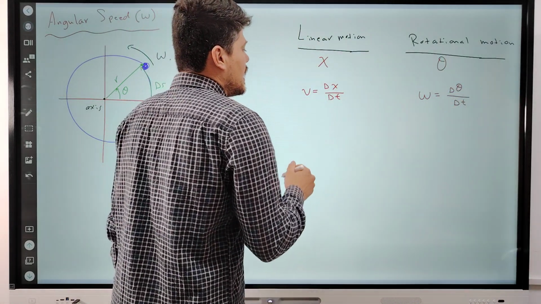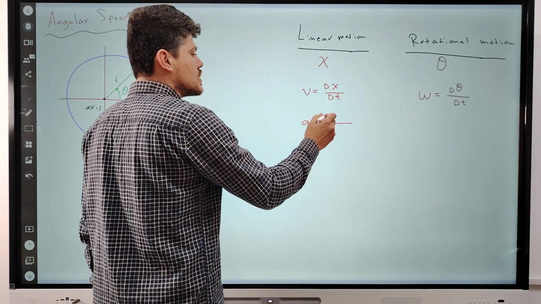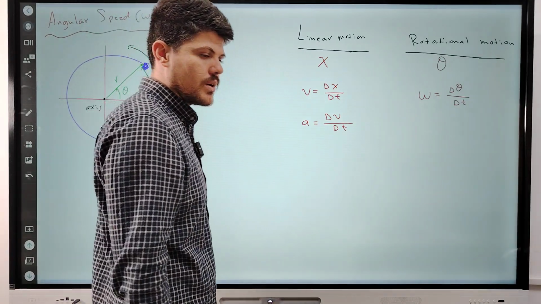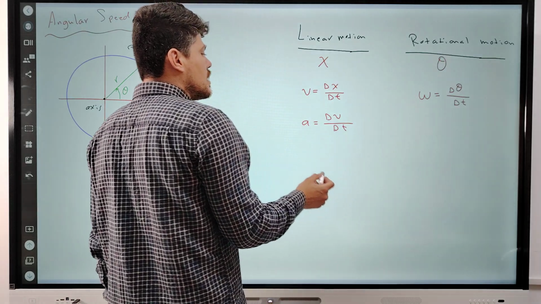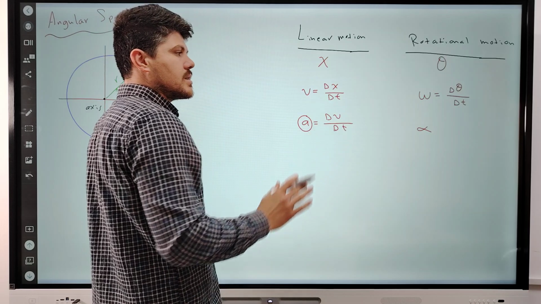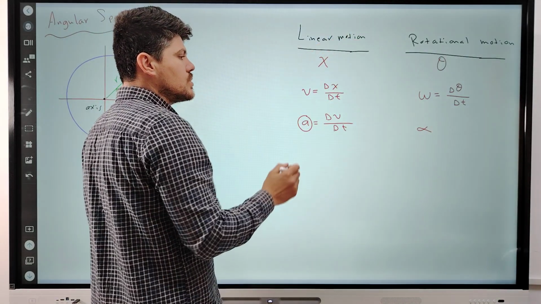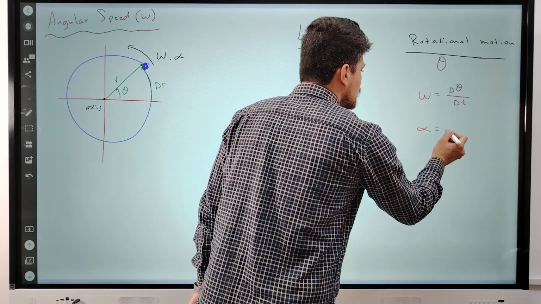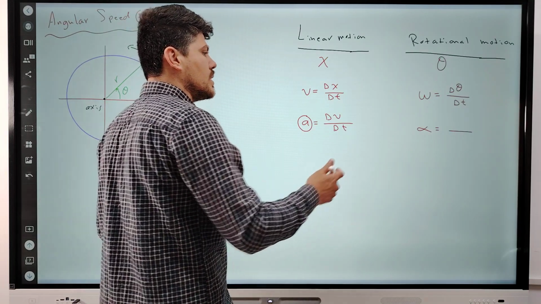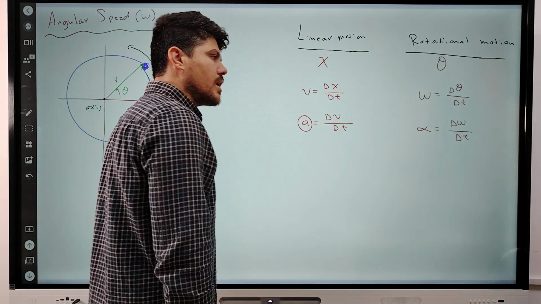Another variable in linear motion is acceleration, which is equal to the change in velocity, the time rate of change of velocity. But in rotational motion, instead of acceleration, we have angular acceleration. Be careful, please. Instead of acceleration, in rotational motion we have angular acceleration, which is the time rate of change of angular speed, delta omega per unit of time.